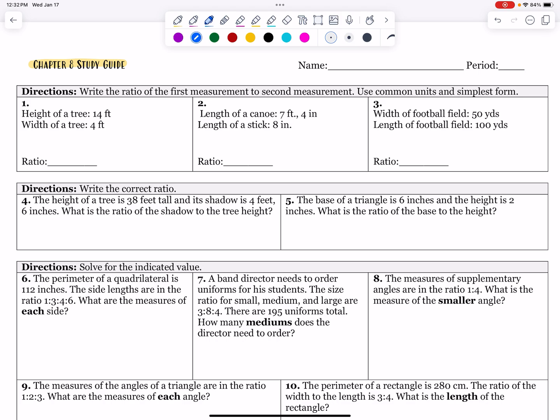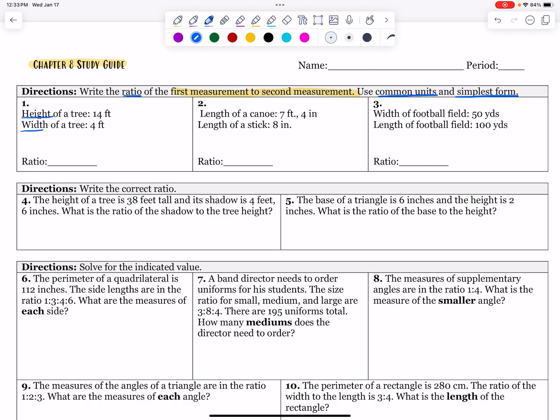So the directions for the first 3 say that we want to write a ratio of the first measurement to the second measurement. That order is going to matter. Just remember that for ratios, we want them to be in common units, and we want them to be in simplest form. So we're going to use whole numbers for that, but we want them to be in the simplest form possible.